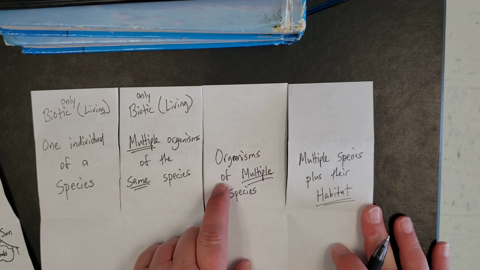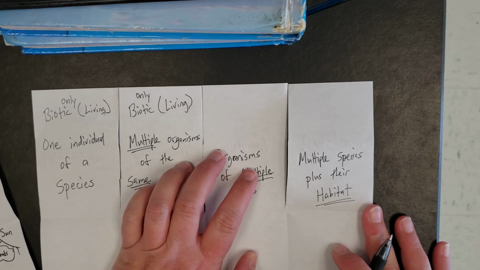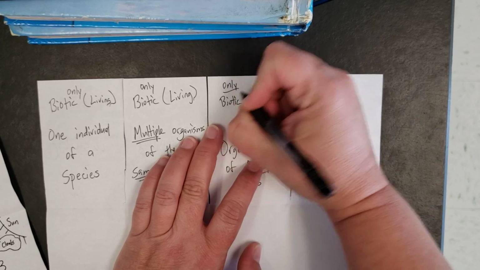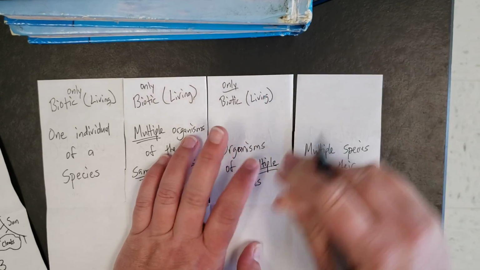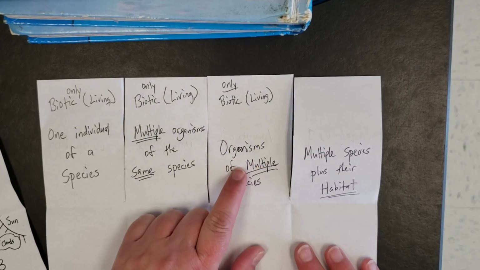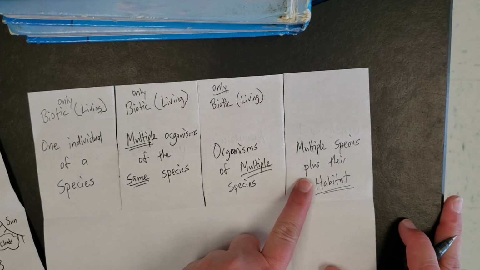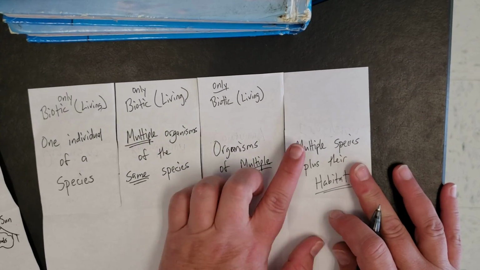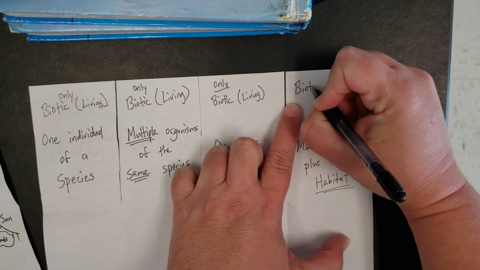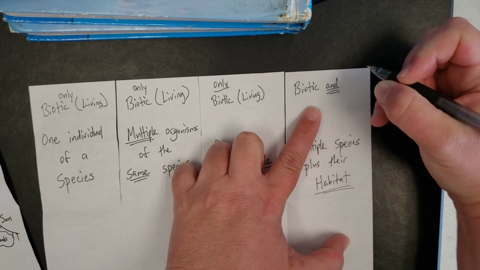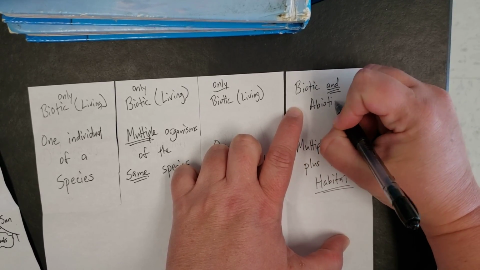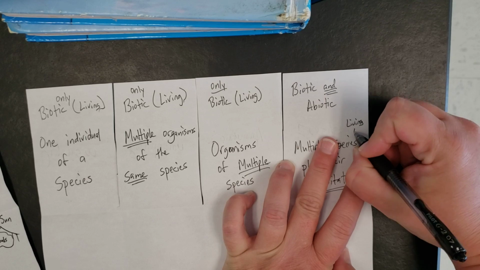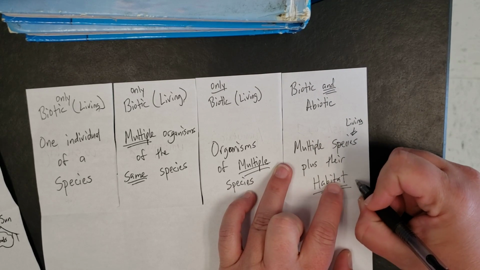Okay, organisms of multiple species. Once again, we've got multiple living things, but once again, only biotic. So when we get up to a community, we're still just talking about the biotic things. It's not until we add in their habitat at ecosystem that we finally get to both biotic and abiotic. Okay, so we've got the living things, and we've got the non-living.